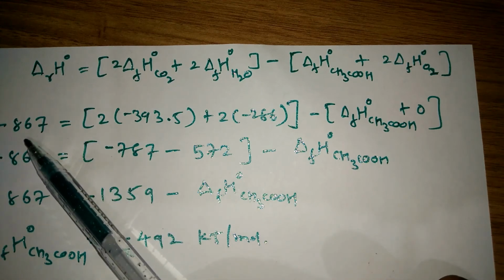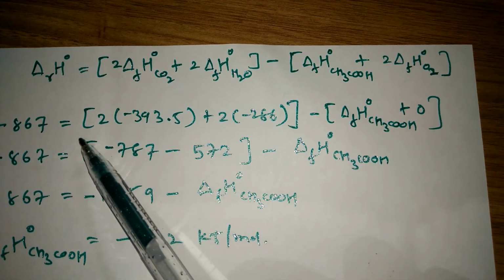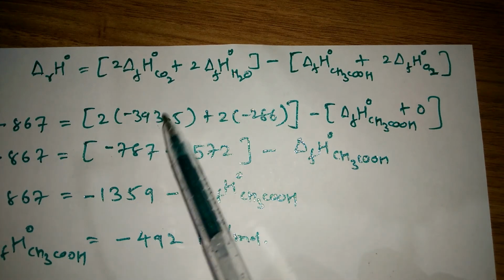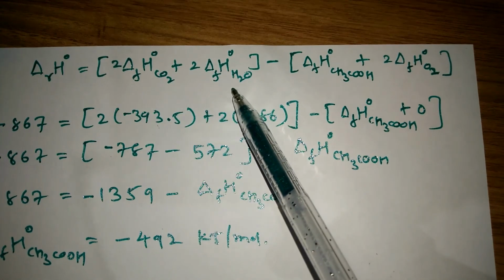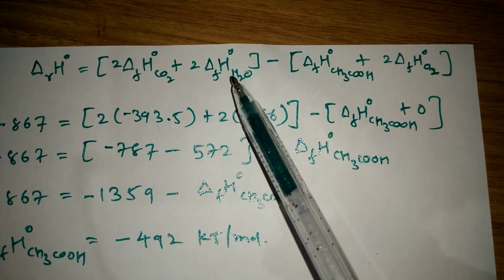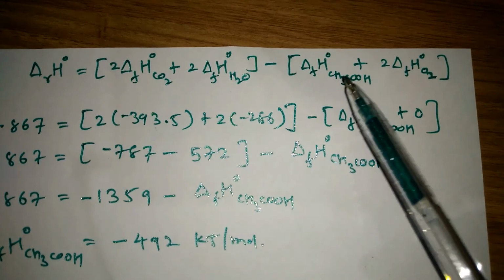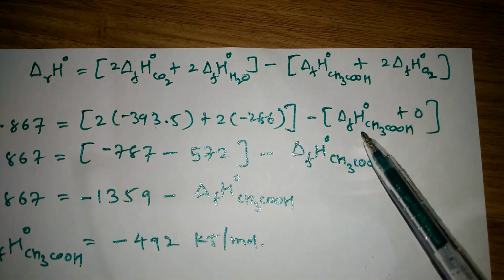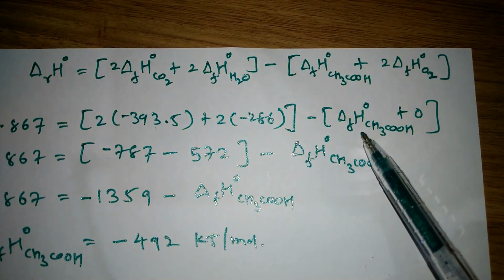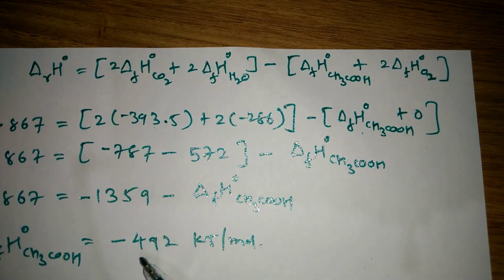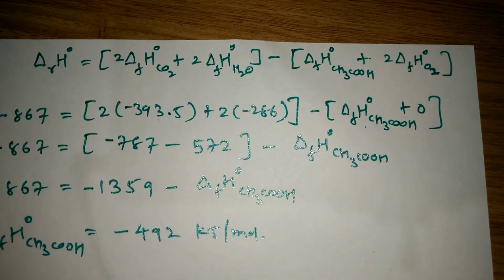Reaction enthalpy is given, which is minus 286, equal to 2 into minus 393.5, which is the enthalpy of formation of CO2, and minus 286, which is the enthalpy of formation of water, it is given. Now you have to calculate the enthalpy of formation of ethanoic acid. So after multiplication and subtracting, we get the enthalpy of ethanoic acid as minus 492. Thank you.